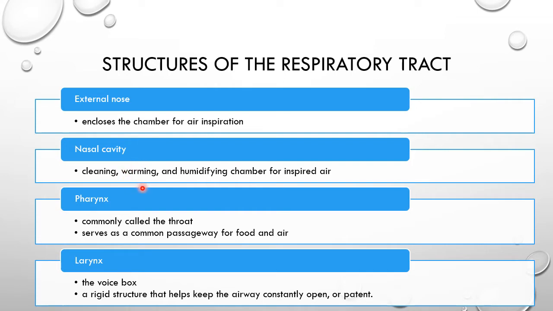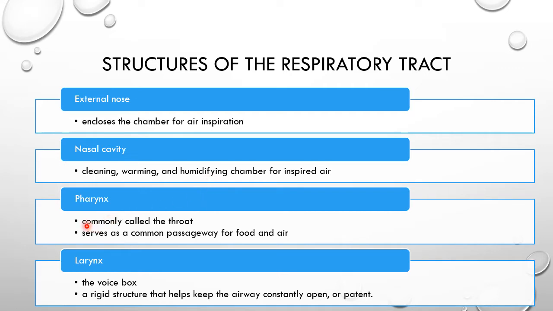There is also warming. That's why you have various directions where the air flows through the nose, and that is actually filled with blood vessels too, and this could warm the air first before it reaches the lower respiratory tract. And it also serves as the humidifying chamber.